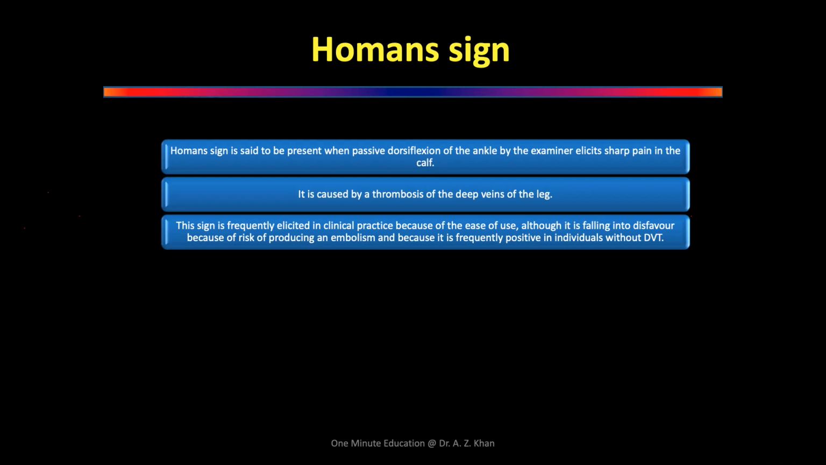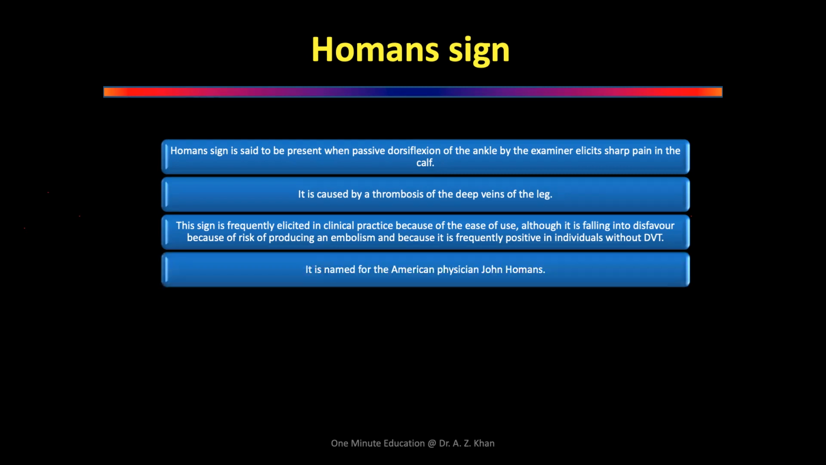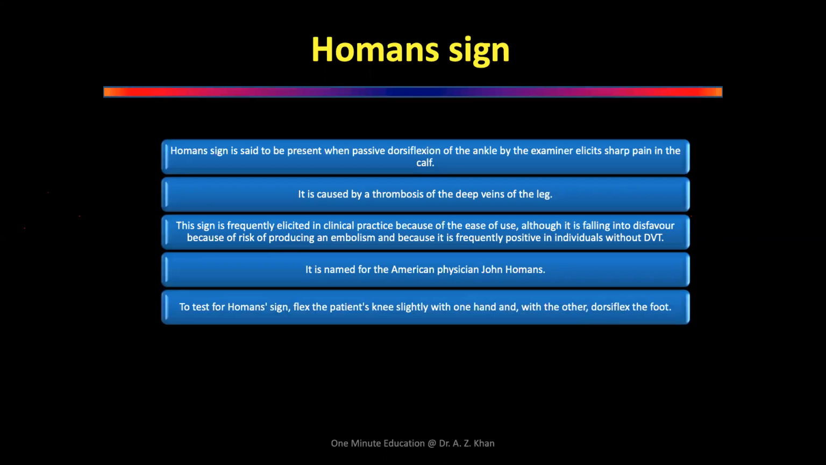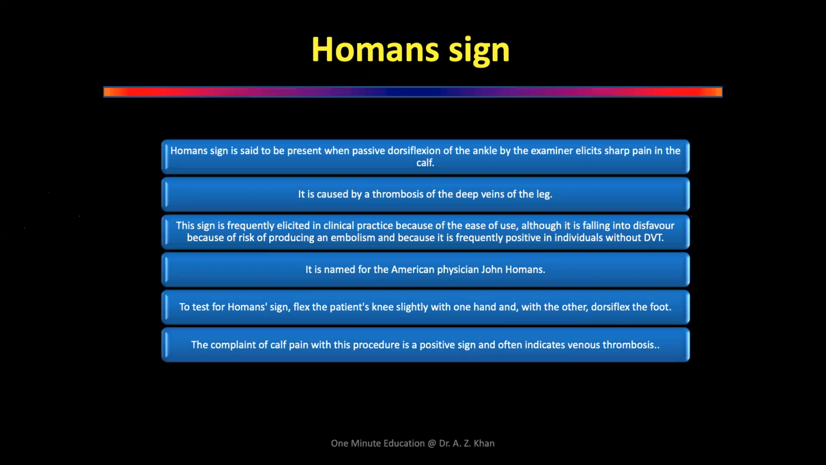So you have to use the Homans sign carefully. Okay, you might embolize a clot. It is named after American physician John Homans. To test for Homans sign, you have to flex the patient's knee slightly with one hand and dorsiflex the foot with the other hand. The risk is you might actually cause an embolism. Okay, and the complaint of calf pain with this procedure is a positive sign and often indicates venous thrombosis.